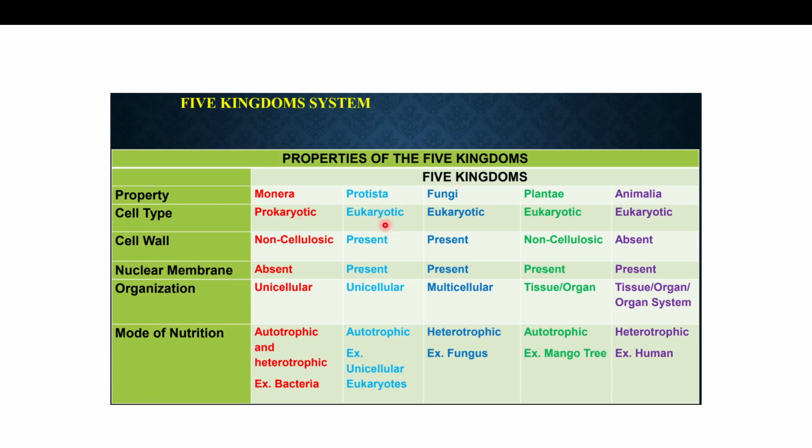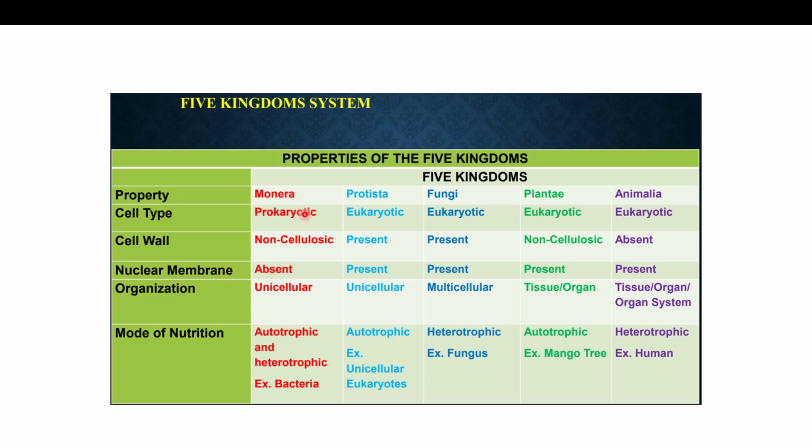Then there's Protista, which are eukaryotic. Fungi eukaryotic, like except monerans, all are eukaryotic. Okay, then cell walls: in monerans, it's a non-cellulosic cell wall. In protistans, the cell wall is present. However, the composition may vary across organisms. Fungi, cell wall is present. In Plantae, non-cellulosic. Animalia, it's absent. Starts from cell membrane.